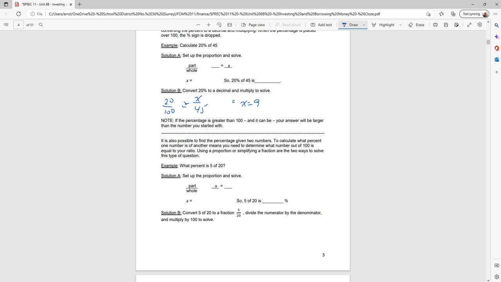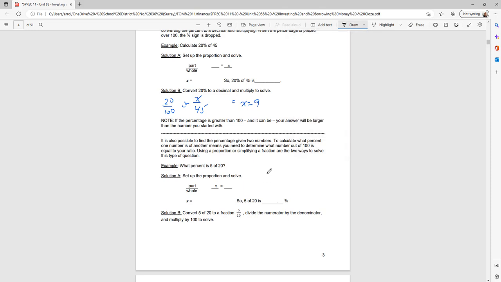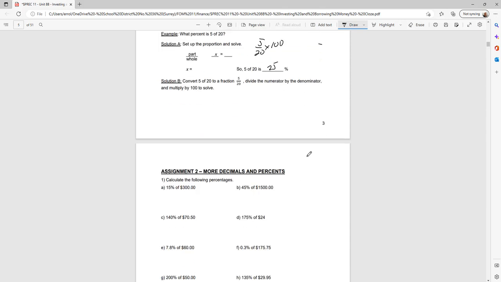So what we can do is 5 out of 20. It says convert 5 into a fraction. I'm not sure why it's not drawing. I'll do it over here. And again, I have no idea what's going on. So 5 out of 20, and then times 100. So that works out to 25%. Okay, so hopefully that makes sense, and I apologize, it's a little sketchy here.